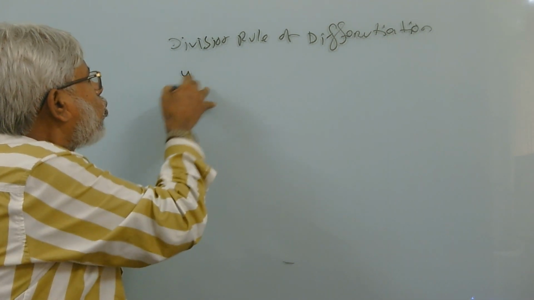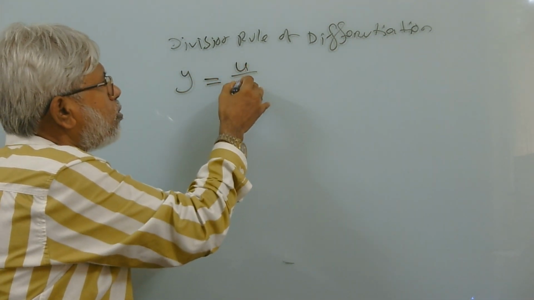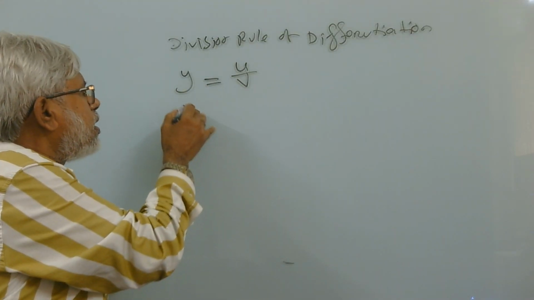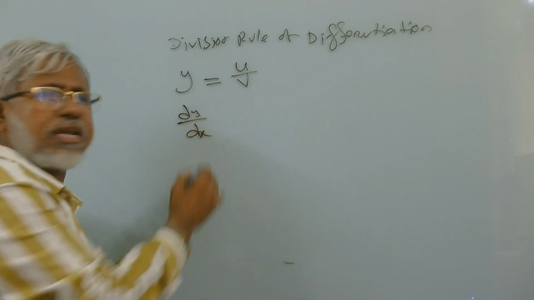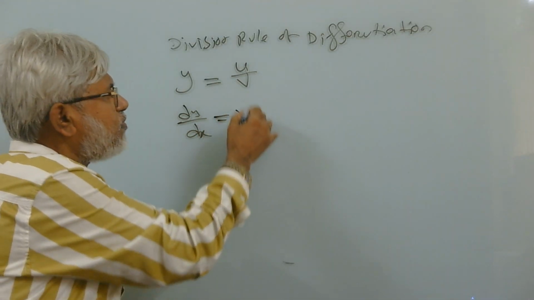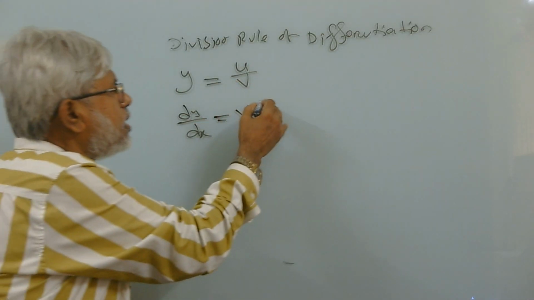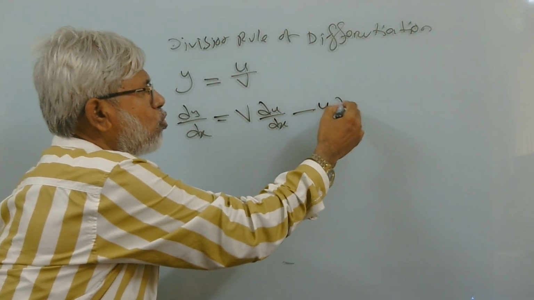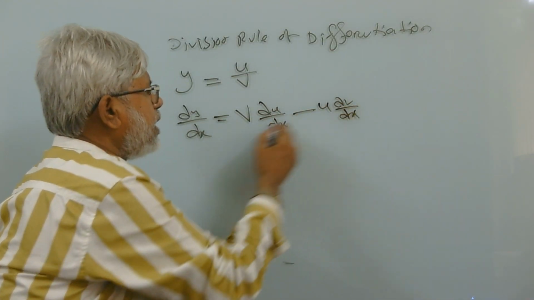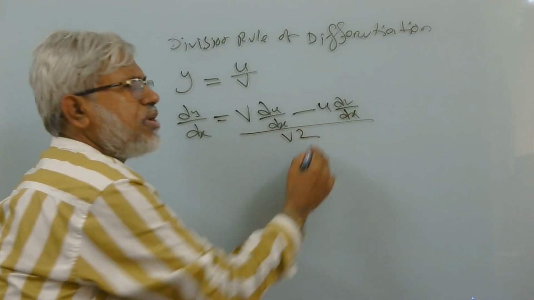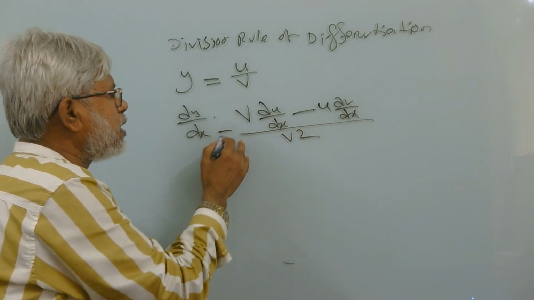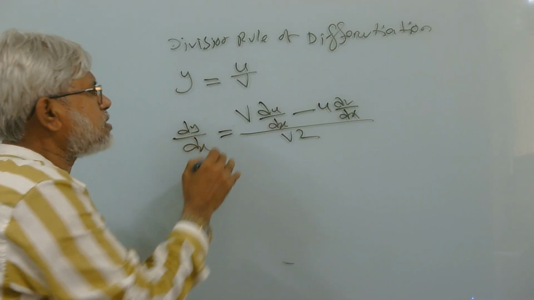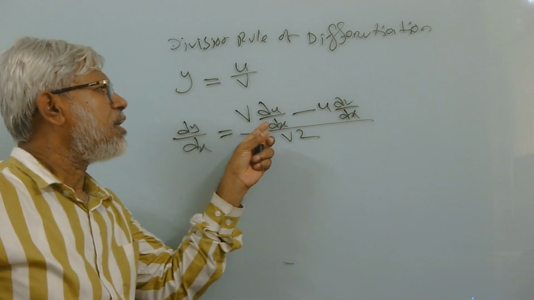সেটা কি y equals to u by v. If y is equal to u by v, then dy by dx equals to v du by dx minus u dv by dx divided by v square. এই ডিভিশনটা আমরা এখানে দিই by v square. So dy by dx equals to v into du by dx.